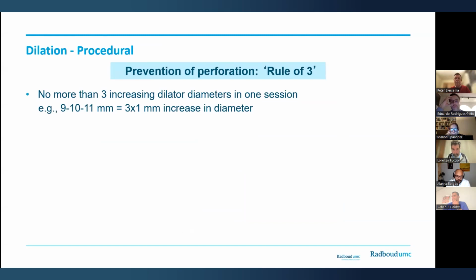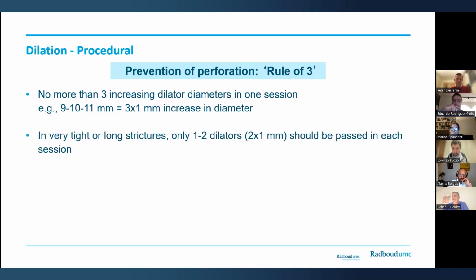And then, of course, the question always comes up: how far should we try to dilate a patient with a stricture? And in the literature, we know that there's the rule of 3, and that says that no more than 3 increasing dilator sessions in one session should be used. So, for example, a 9, 10, and 11 millimeter in one dilating session. And in very tight or long strictures, only 1 and 2 dilators should be passed in each session.